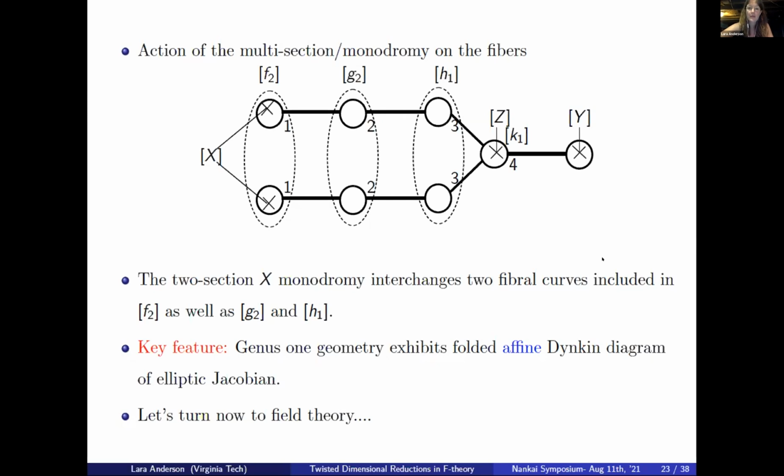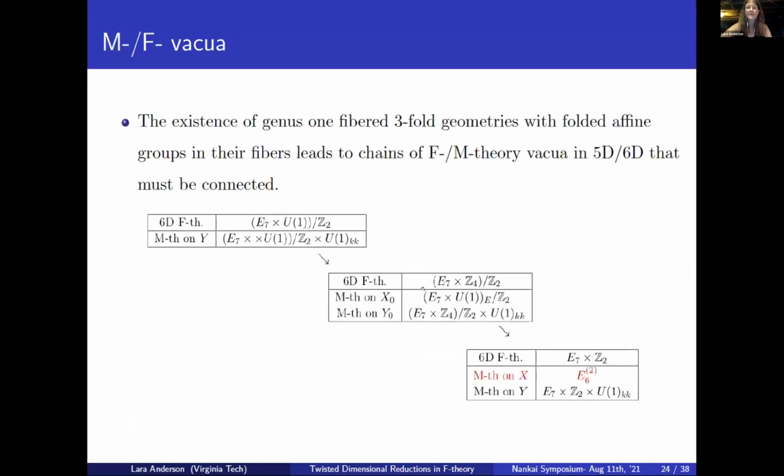The 2-section monodromy interchanges 2 fibral curves labeled here. And in general, this genus 1 geometry exhibits folded affine-Dynkin diagram structure. So before I say a bit more about where this comes from or where the novelties arise, let me just briefly review the case of a dimensional reduction from 6D to 5D in the case of abelian gauge fields in F-theory, and then say why this is going to look different in the present context.